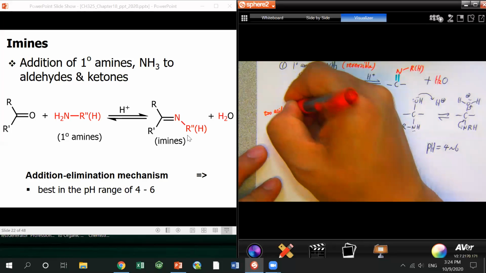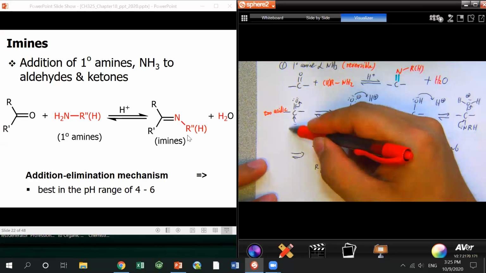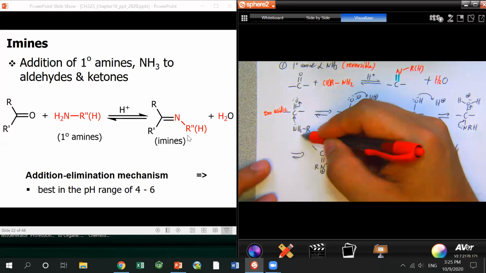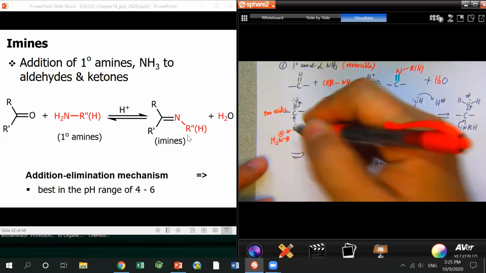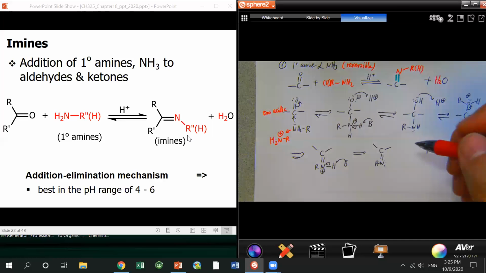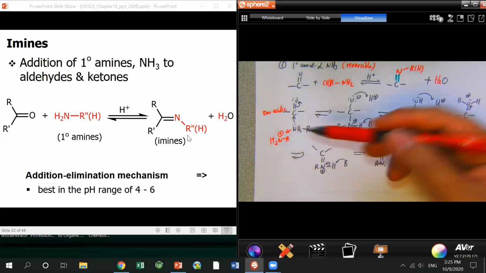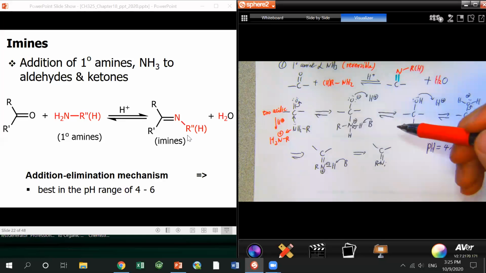If it's too acidic, then protonation will happen, so this amine or ammonia will be protonated and become NH3+. Then it cannot be a good nucleophile anymore. You want a good nucleophile, but once protonated, it is no longer a nucleophile, so it cannot do the reaction.